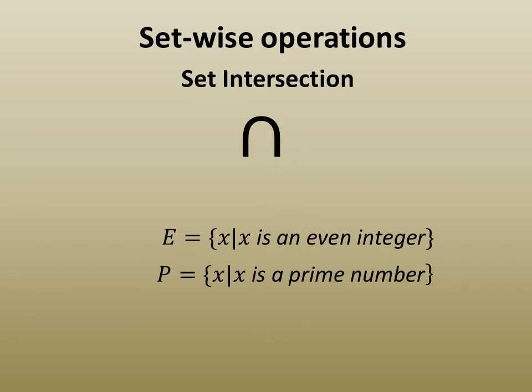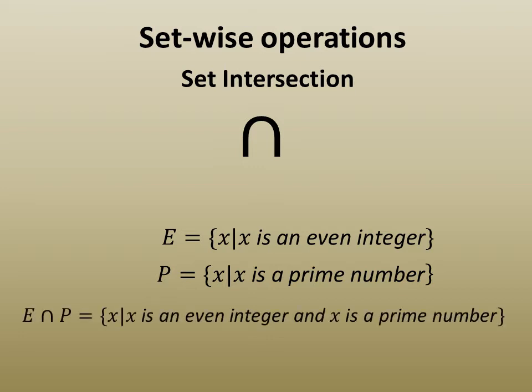Next, let E be the set of even integers, and let P be the set of prime numbers. The predicate of their intersection is a conjunction of the predicate of E with the predicate of P. You may already be aware that 2 is the only even prime number, so we can define this set extensionally as a singleton containing 2 as well.